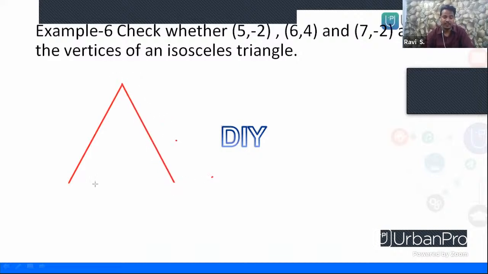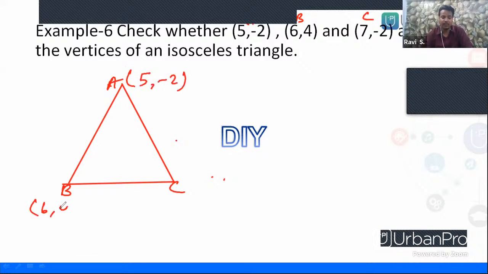Good. So a triangle which has 2 equal sides is called an isosceles triangle. But how will you find out this triangle, the angle, the side that is given here? Suppose this is our point A, this is our point B, and this is our point C. A is 5, -2. And what about B? B is 6, 4, and C will be 7, -2.